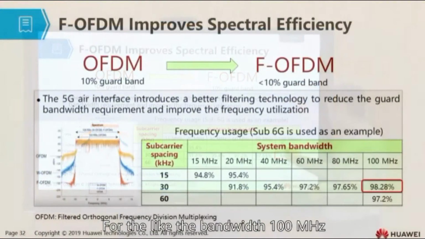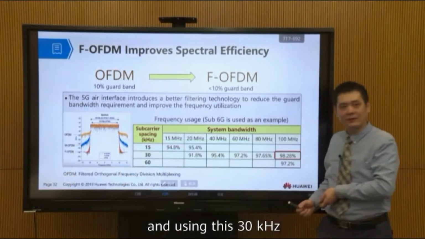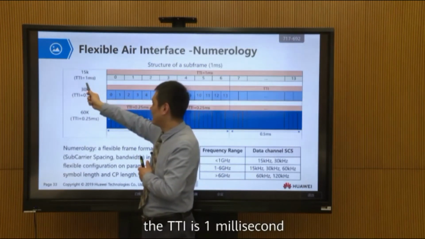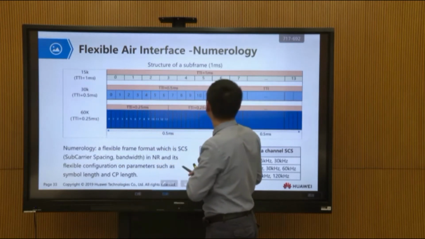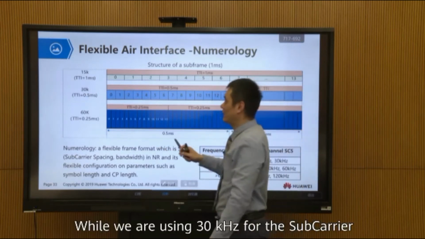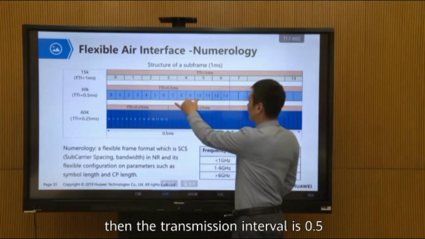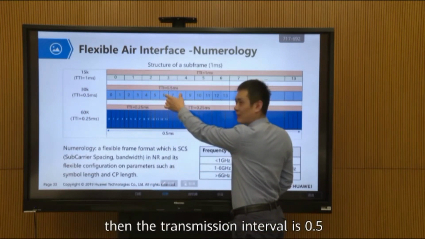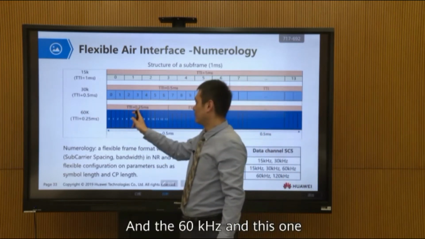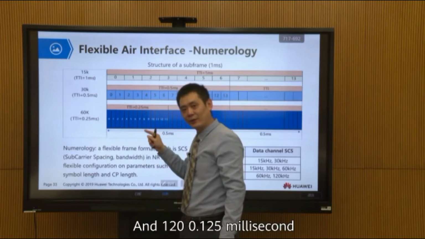For the bandwidth 100 megahertz, using 15 kilohertz for the subcarrier spacing, the TTI is 1 millisecond. While when we are using 30 kilohertz for the subcarrier, the transmission interval is 0.5 millisecond. And 60 kilohertz is this one, and 120 kilohertz is 0.125 millisecond.